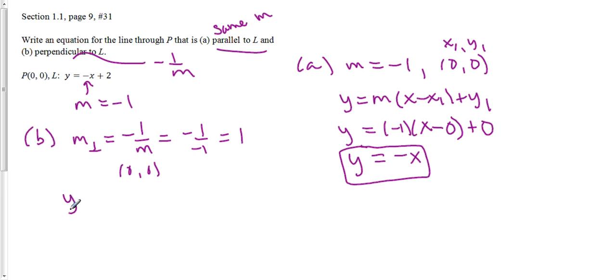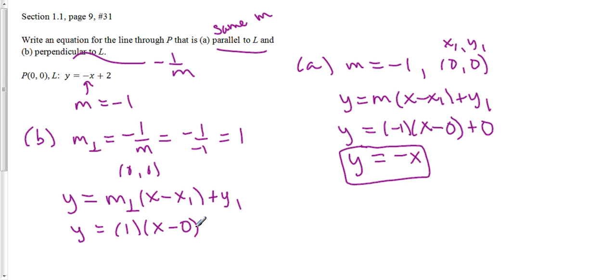and I want to use my point-slope equation, although I think you could probably figure out what this line is going to be, but let's do it. So I'm just going to write m perpendicular here so we remember which slope we're using. I've got (x minus x1) plus y1. So I'm going to have y is equal to 1 for the slope, times (x minus 0) because the coordinates of my point are (0, 0), plus 0, and after again a minimal amount of algebra, I end up with y is equal to x, which I'm sure if you think about, you would realize is perpendicular to y is equal to negative x.